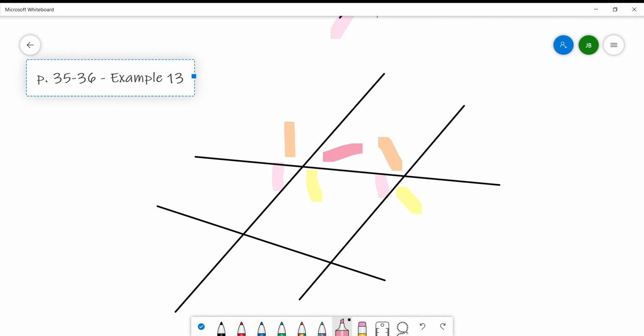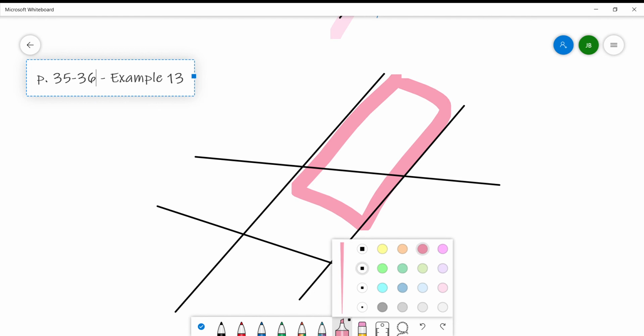B asks for alternate interior angles. So these are different pairings. So alternate interior angles. I guess they give you one, don't they? Since we're just looking at alternate interior angles, we're only going to be looking at the interior angles. So we're going to only be looking inside the box for the interior angles.